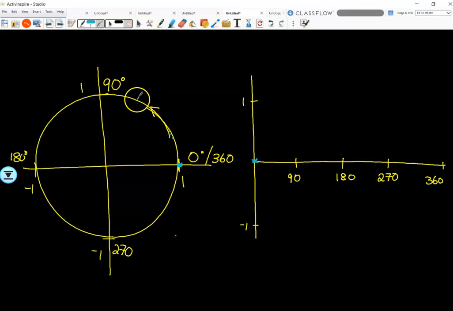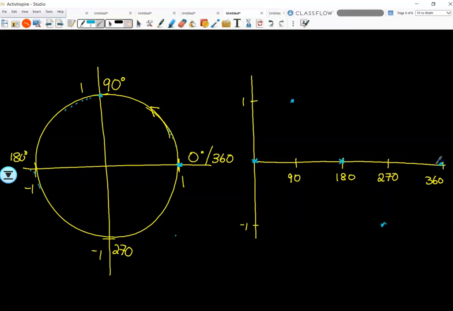Your height is increasing, and so then when we get to 90 degrees, how high have I got? So at 90 degrees, I keep traveling around. And then at 180 degrees, my height is 0. Keep going. My height is now? -1. And you can see where this is going.